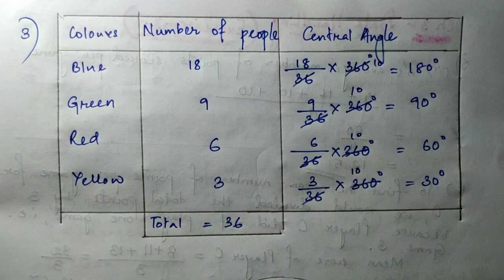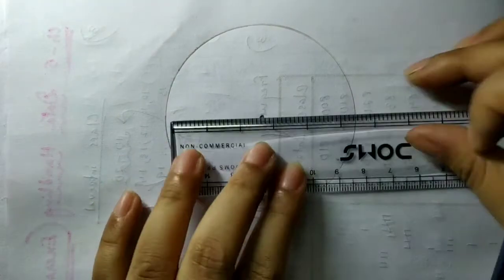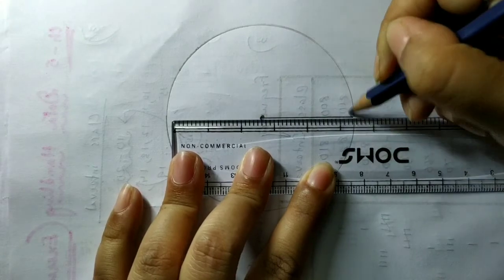So can we make the pie chart now? Yes, obviously. Let's do that. So this is the pie chart of any radius. You can take any radius for it. That's not a problem. Just let it be a little bit bigger, not very small, not very big. So this is my first thing. First angle is 180 degree.